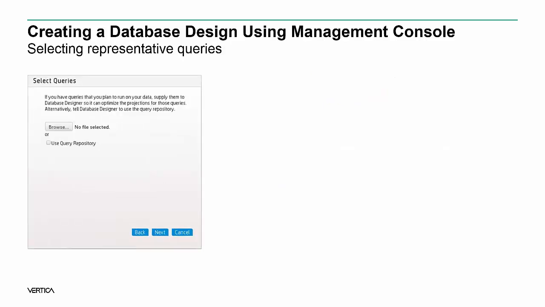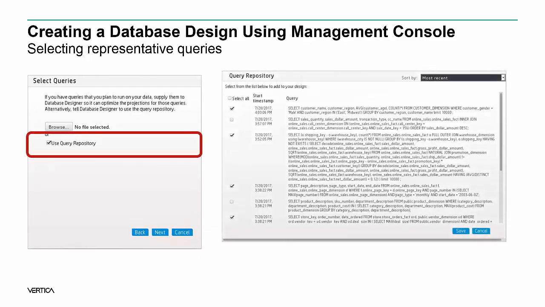In order to optimize your design, you will need a set of representative queries to design against. You can use your query history as your representative sample by using the query repository. From here, you can select the recently run queries you want to base your design on.